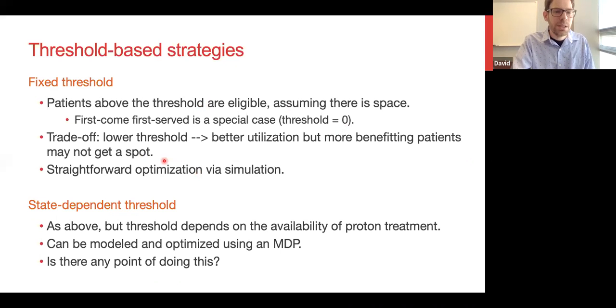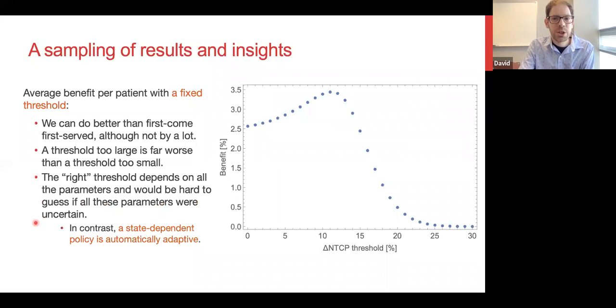Then what we studied in addition to this is a state-dependent threshold. So we're wondering whether there would be any meaningful benefit from changing the threshold based on how many patients are currently in the clinic and how much longer they have left from the treatment. And this could be modeled and optimized using a Markov decision process. So again, just very briefly, because I'm starting to run out of time, but I just wanted to give you a few pictures and a few results.